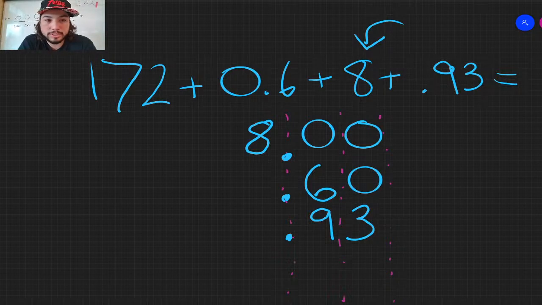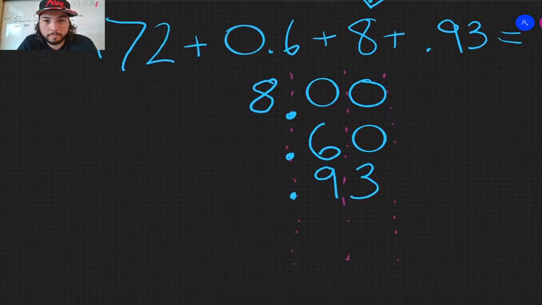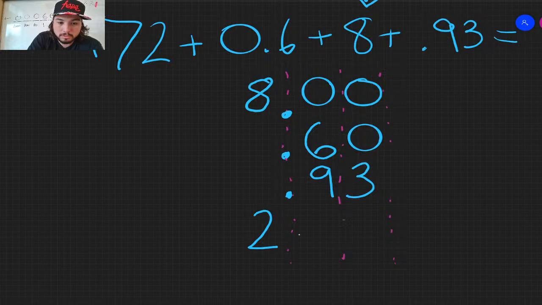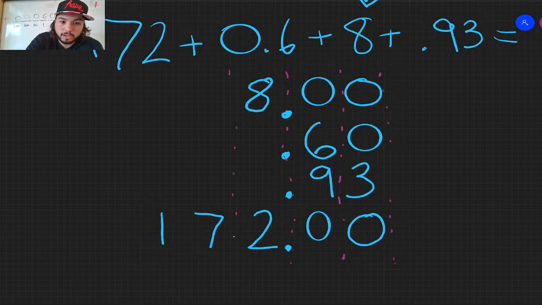Lastly, let's look at our 172, and where does this go in our vertical stack here, right? So 172, whole number, okay? So here's our 2 in the ones place, and our decimal point's going to go right next to it with some zeros, okay? And then we can add our 7 in the tens and our 1 in the hundreds, still keeping everything lined up just like we would be if we were adding whole numbers.